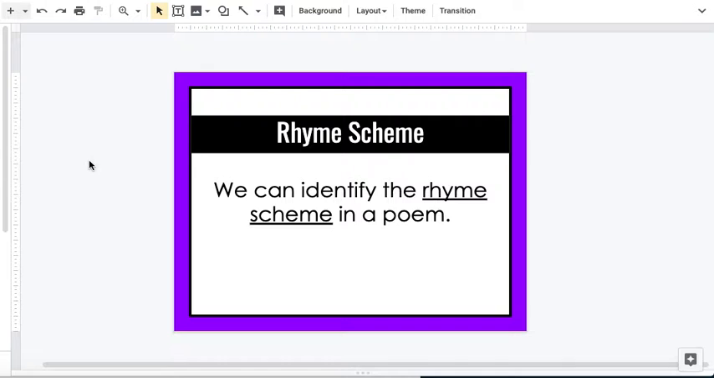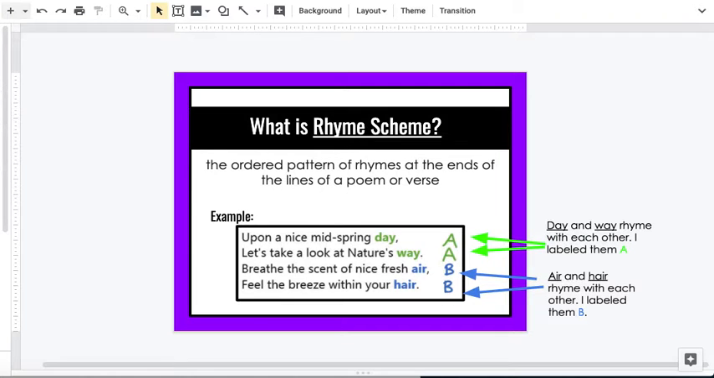Yesterday we worked with couplets, which were just two lines of poetry that rhymed with each other. Today we can identify the rhyme scheme in a poem. Let's get started. So what is rhyme scheme? A rhyme scheme is the ordered pattern of rhymes at the ends of the lines of a poem or verse.